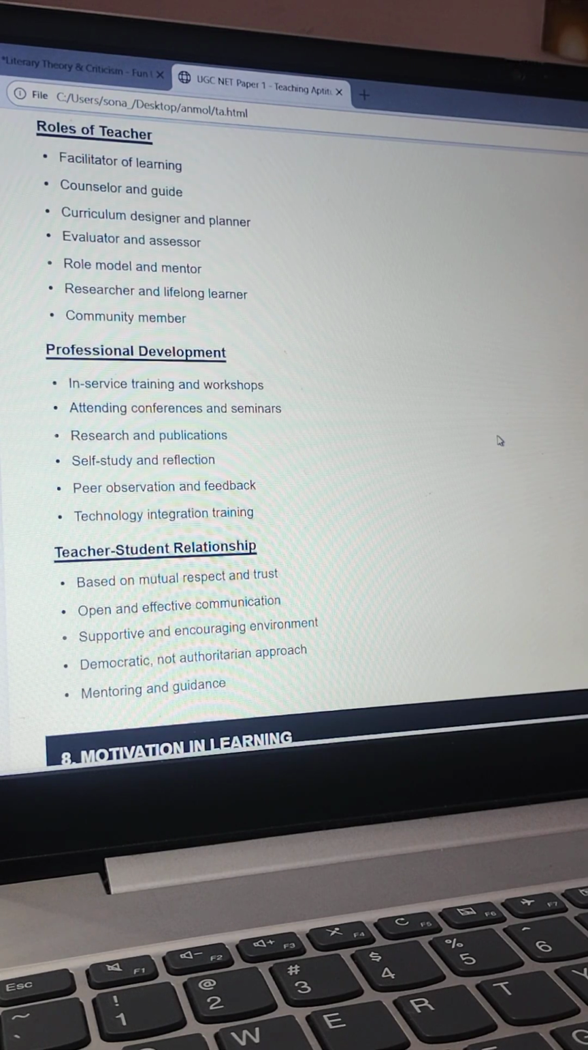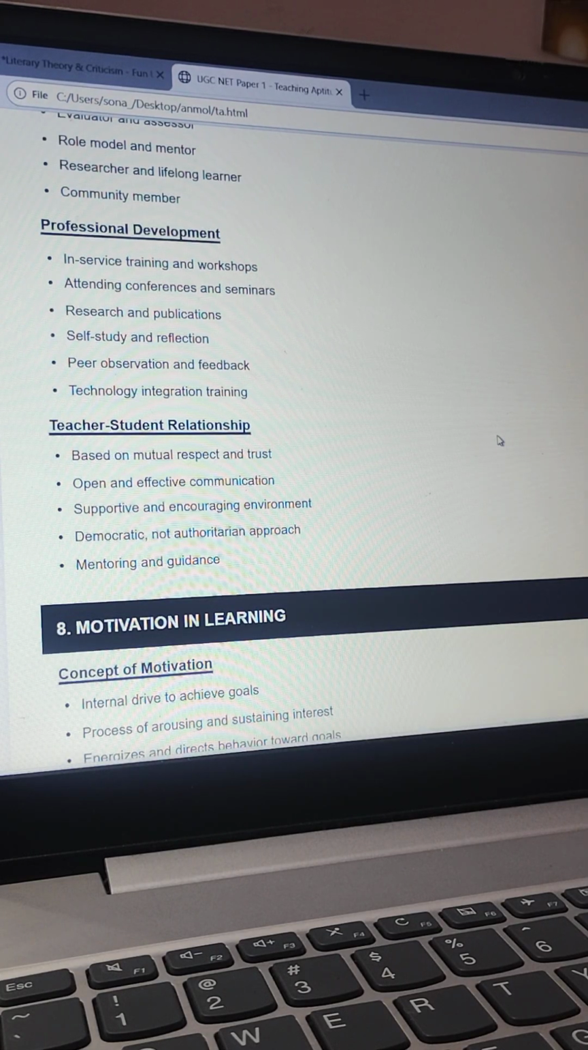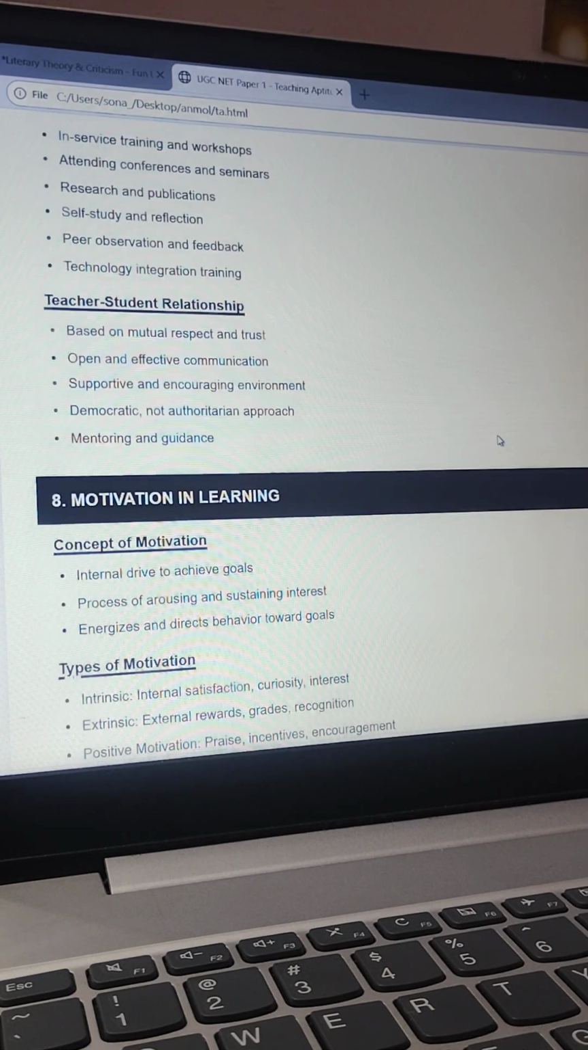There comes professional development also, in which we have in-service training and workshops, attending conferences and seminars, research and publication, self-study and reflection, peer observation and feedback, technology integration training. That's all of that. Talking about the teacher-student relationship, which is somehow sweet and sour, it should be based on mutual respect and trust, open and effective communication, supportive and encouraging environment, that is a democratic, not authoritarian approach, and there should be mentoring and guidance.